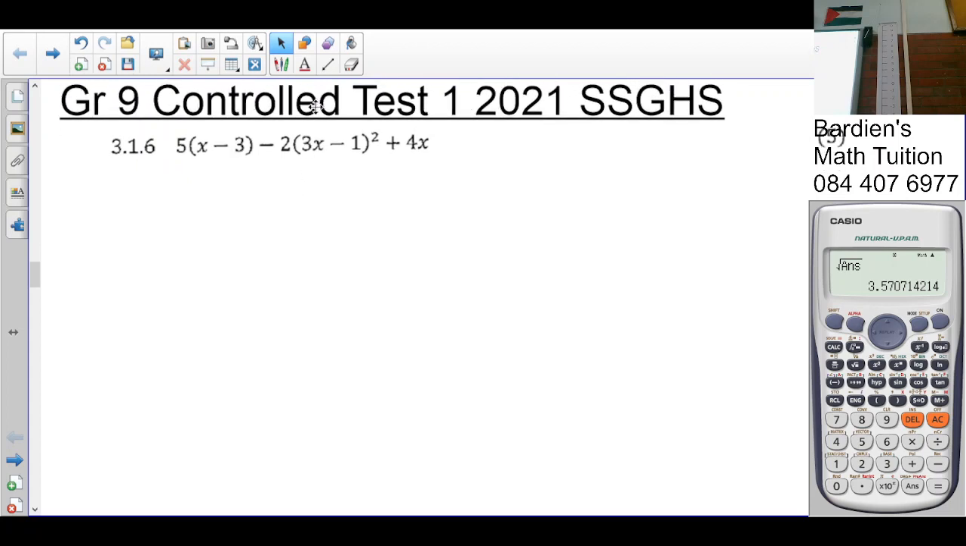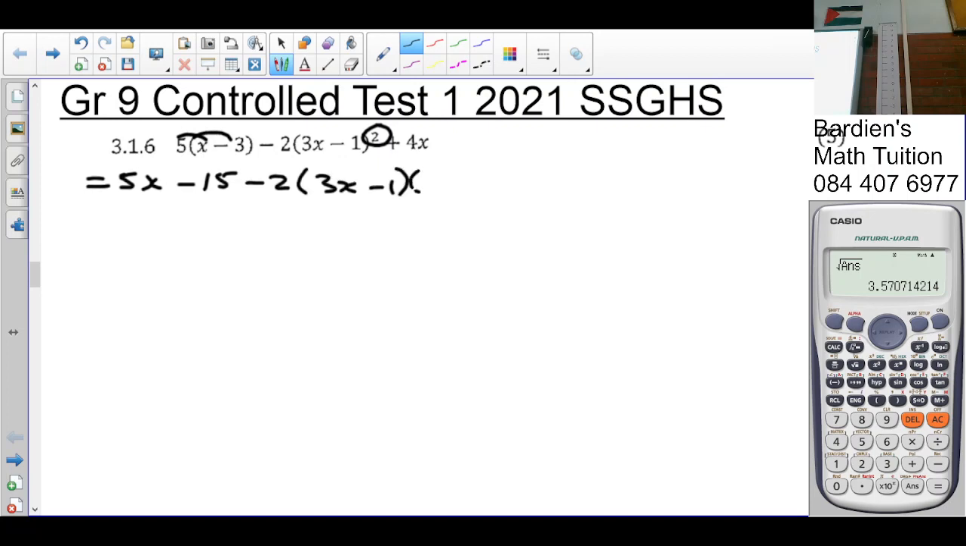Right, next one. So we must write this out twice. So that's going to give us 5x minus 15 minus 2 into 3x minus 1 times 3x minus 1 plus 4x. Now we must multiply to get rid of this bracket here. So it's going to be 5x minus 15 minus 2 into. Note that I'm not multiplying this negative 2 in at this point. Let's sort out the brackets first.